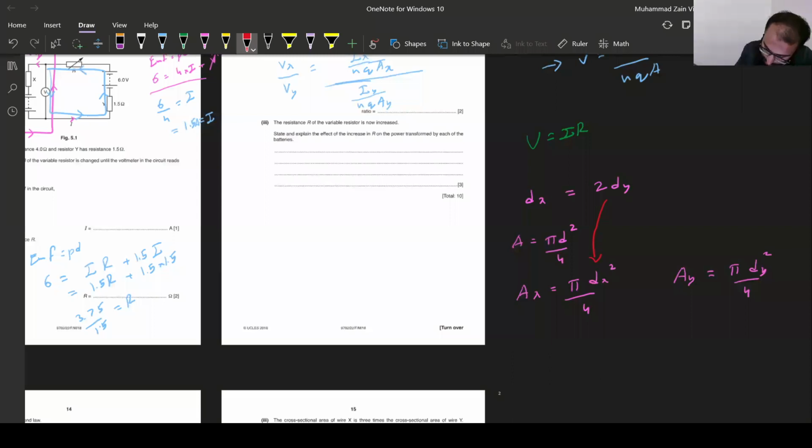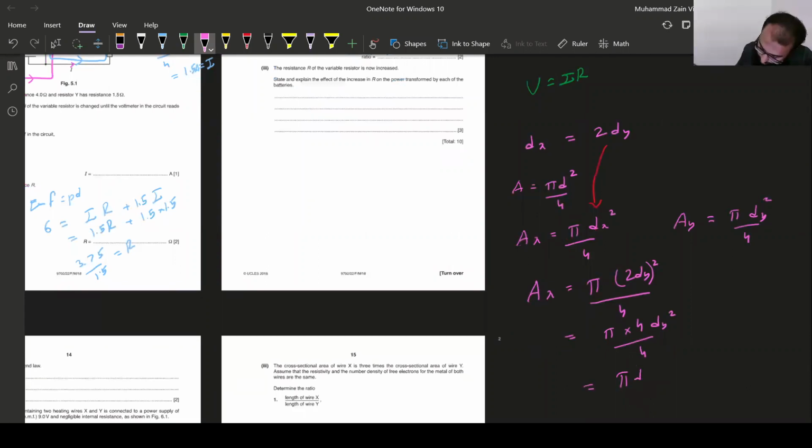I make this substitution and I get area of X equals pi times 2 dy, whole squared, divided by 4. So I get pi multiplied by 4 dy squared divided by 4. 4 and 4 cancel out, so I get pi dy squared. Area of X equals this, and area of Y equals pi dy squared over 4.